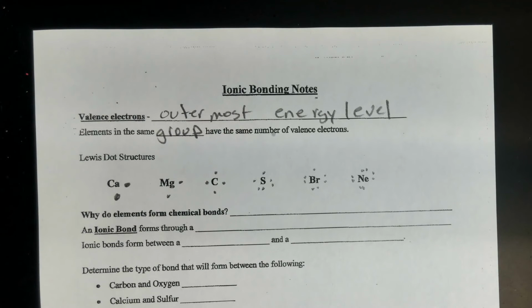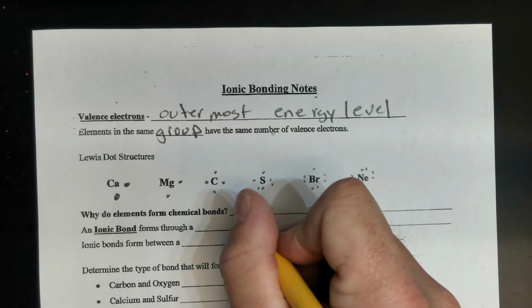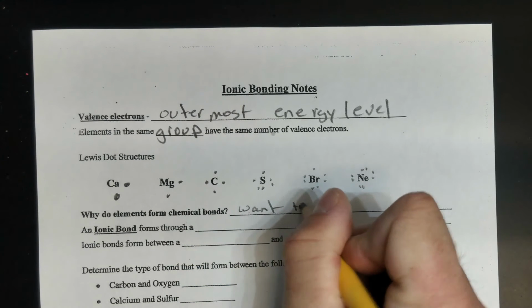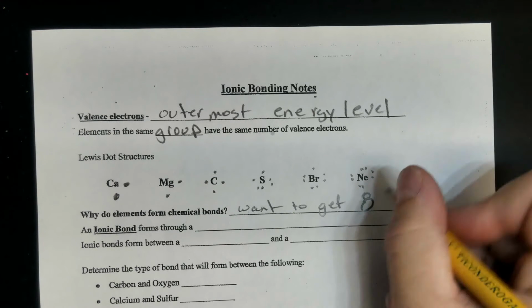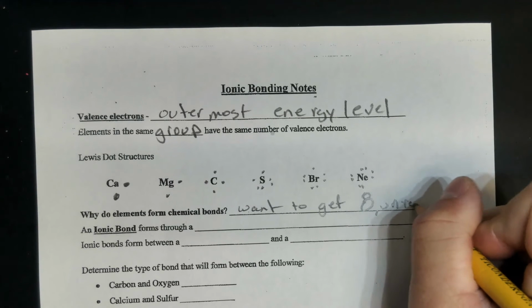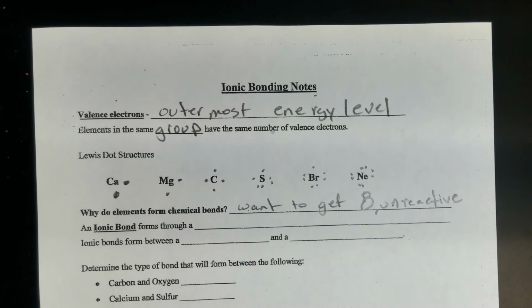Which takes us to the next question of why do elements form chemical bonds? They form chemical bonds because they want to get to 8. 8's their magical number. It's when they become unreactive and they kind of found their soulmate. Let me change to a pen because this pencil is kind of light and I don't want you to miss something.